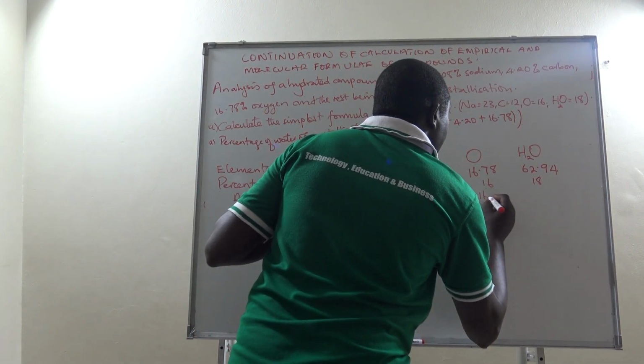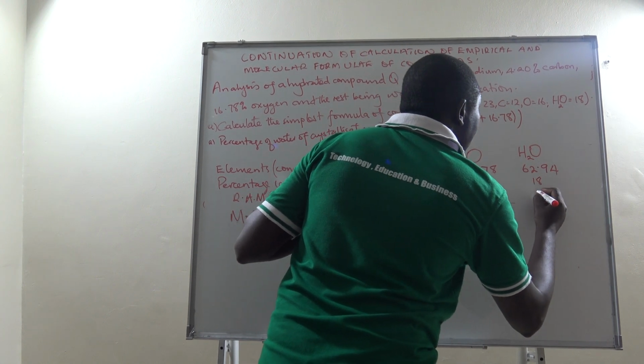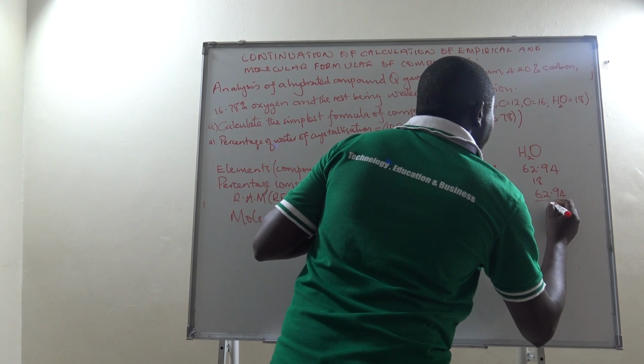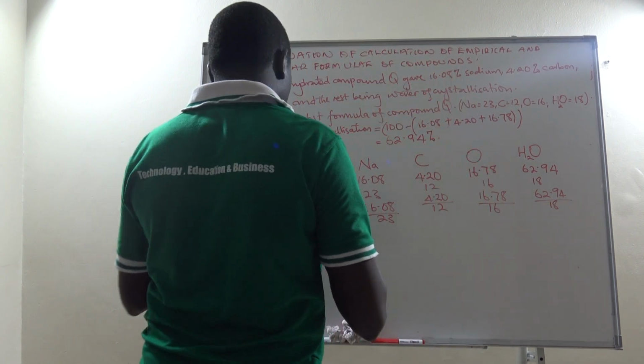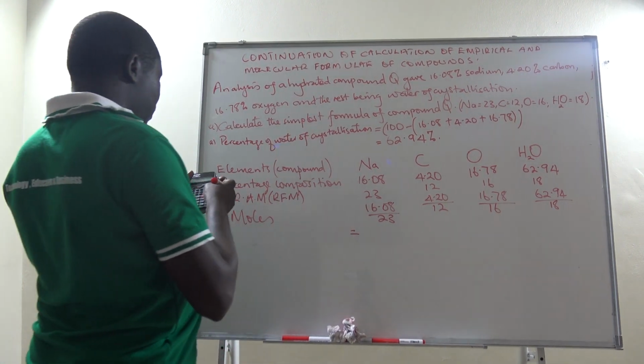Oxygen is 16.78, we divide it by 16, and then water is 62.94, and we divide by 18. Let us find out what we get from this working here.